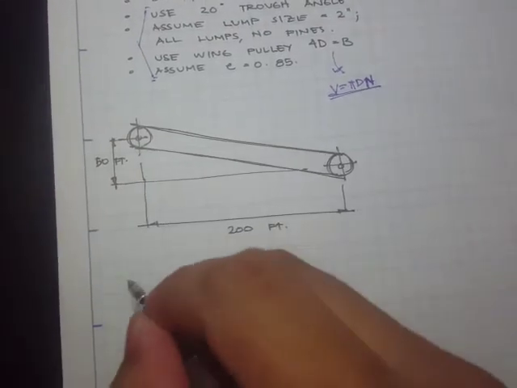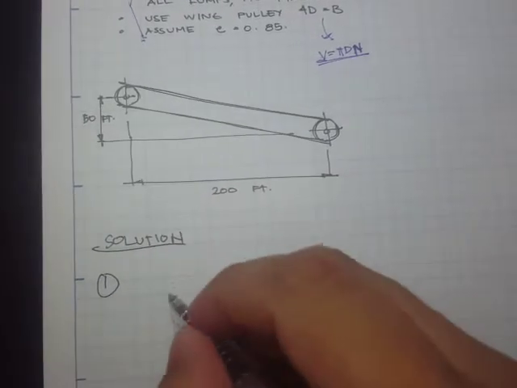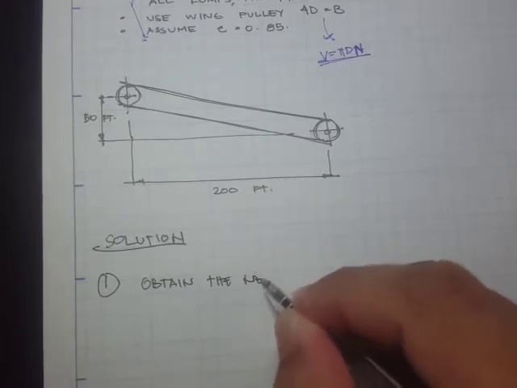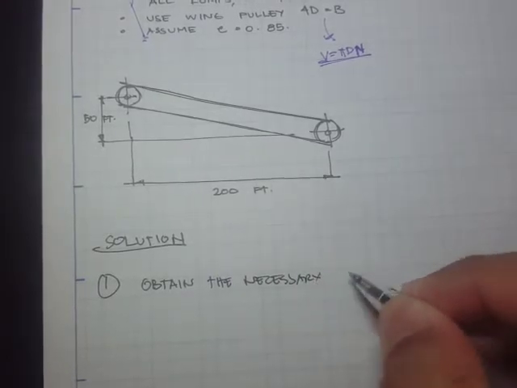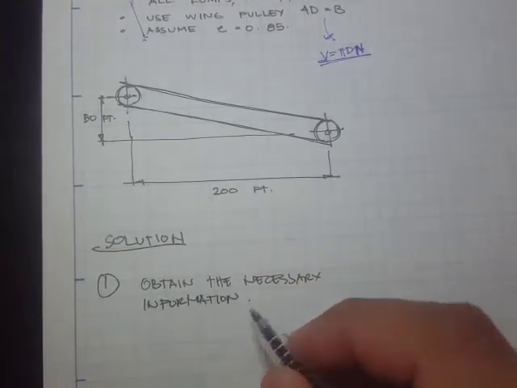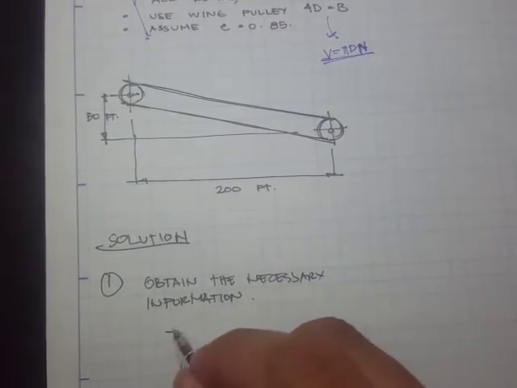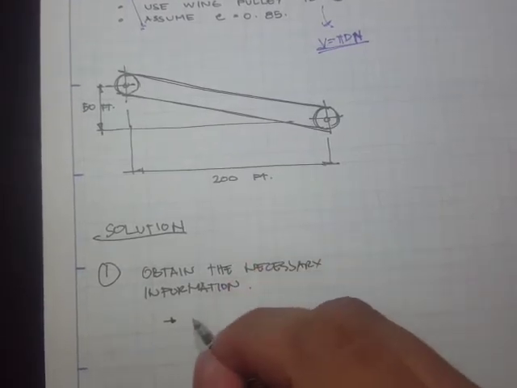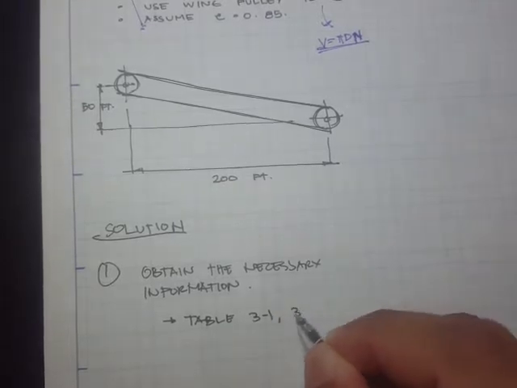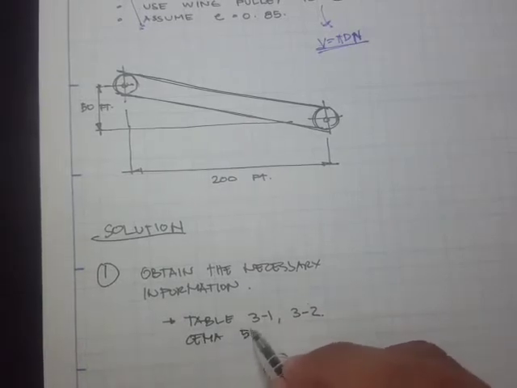Okay, so in any problem, the first step is to obtain the necessary information. So in obtaining the information, we are to consult Table 3-1 and 3-2 of the SEMA 5th edition.